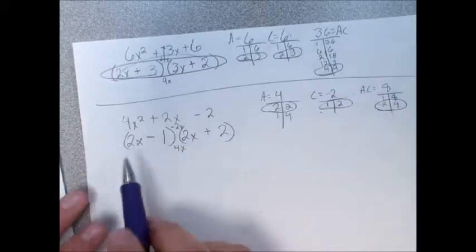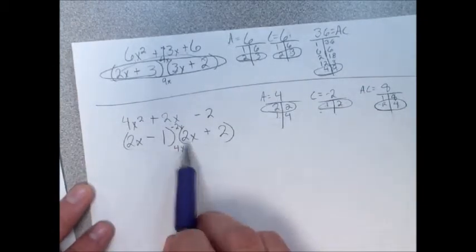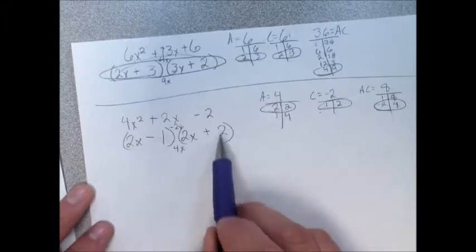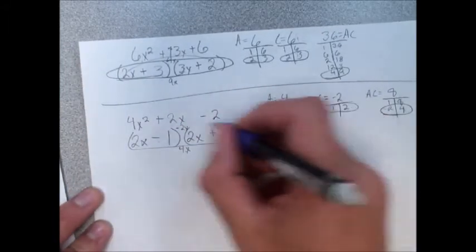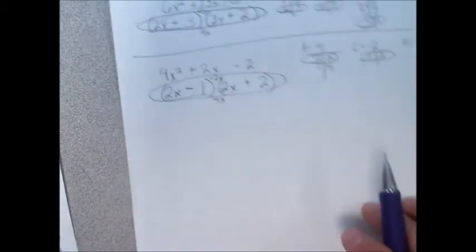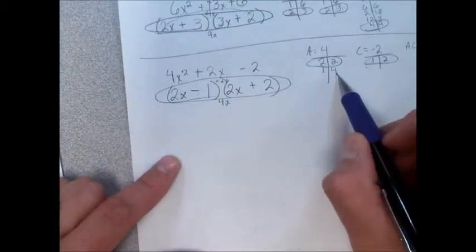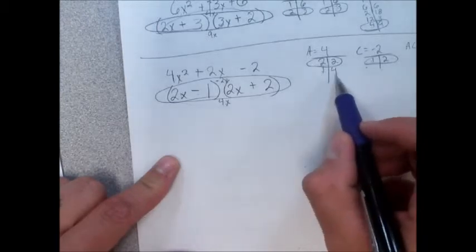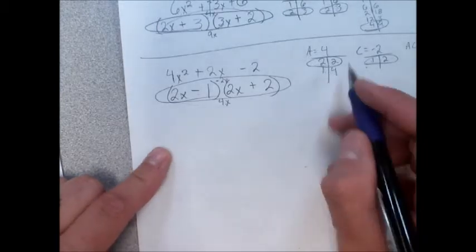So just real quick, check my fronts. 2x and 2x is 4x squared. Negative 1 and 2 is negative 2. Blam. There's my answer. Now, what we saw here is 2 different combinations, right? So now let's run the one with 1 and 4 on it and see what happens.